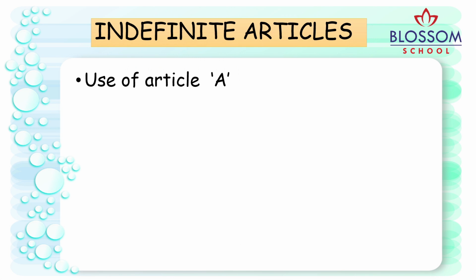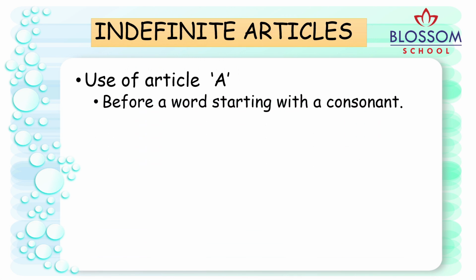Now, when do we use the article A? We use the article A before a word that starts with a consonant. Which are the consonants? We have discussed earlier. There are 21 consonants. We use the article A before a word that is starting with a consonant. For example, a book, a doll. You can see that these words are starting with a consonant, B and D.